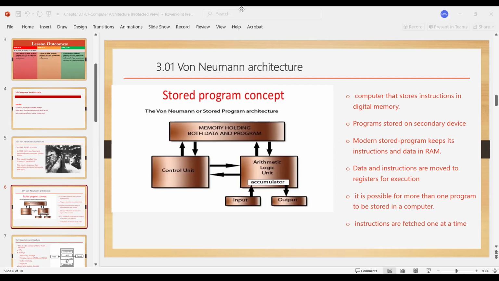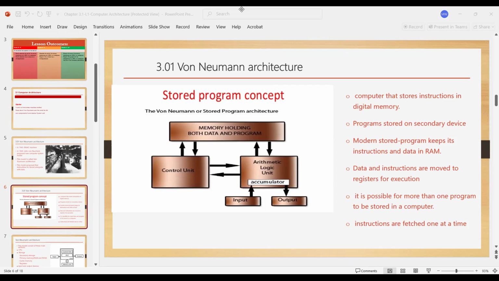Data and instructions are moved to registers for execution. That means if you have any specific information and you have data that you want to move from one place to another, or if you want to execute it, it is moved to the registers. There are different types of registers that we will be discussing.